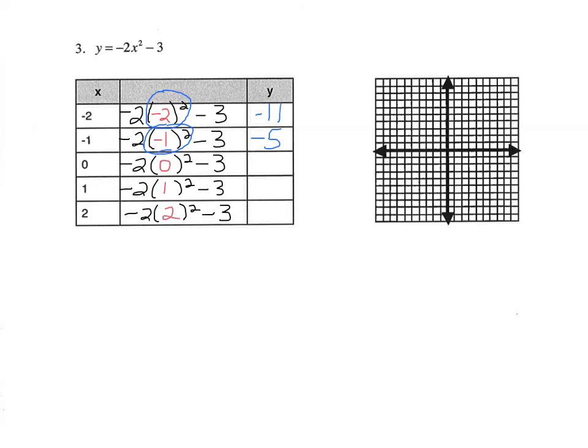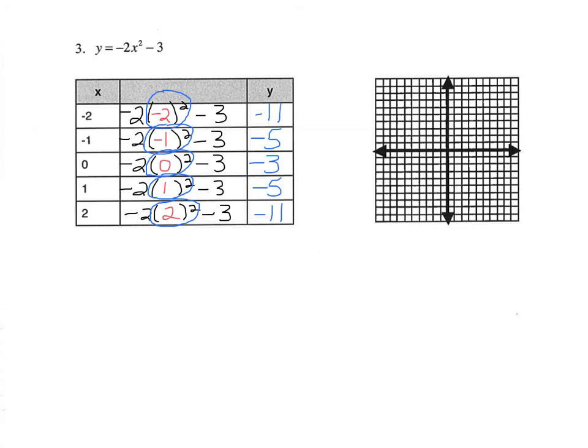We need to be careful with the signs here. 0 squared is 0. -2 times 0 is 0. 0 minus 3, -3. Do 1 squared, you get 1. -2 times 1 is -2. -2 minus 3 is -5. Hopefully we get -11 for this last one. 2 squared is 4. -2 times 4 is -8. -8 minus 3 is -11. So my vertex was in the middle of my table, which was good.